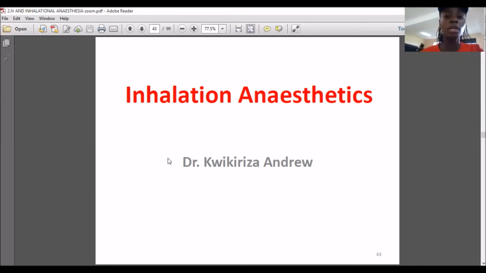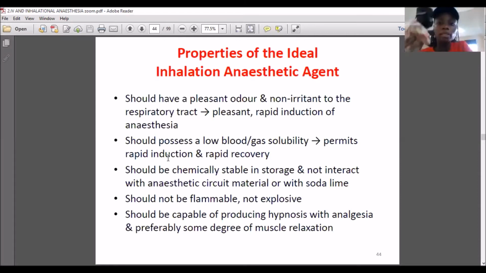So we are talking about inhalation of anesthetics. First, we are going to talk about the properties of the ideal inhalation anesthetic agent. It should have a pleasant odor and be non-irritant to the respiratory tract, so it should be pleasant and allow rapid induction of anesthesia.